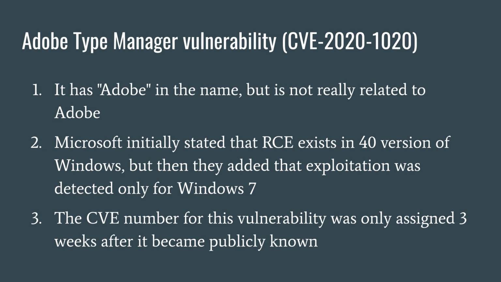Quote, to receive the security update for this vulnerability for Windows 7, Windows Server 2008 and Windows Server 2008 R2, you must have an ESU license. Yet another good reason to upgrade to a newer version. The CVE number for this vulnerability was only assigned 3 weeks after it became publicly known. Before that, everyone called it by advisory ID. So, CVE is not the ultimate identifier for vulnerabilities. And if you use only CVEs, some vulnerabilities will be out of scope.